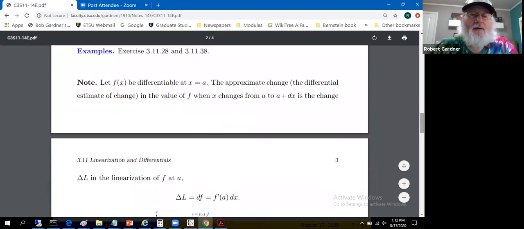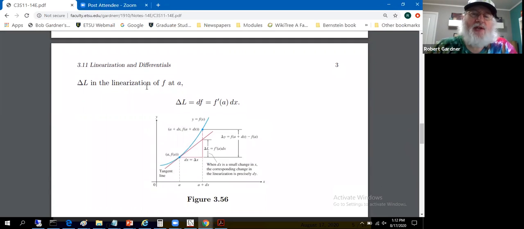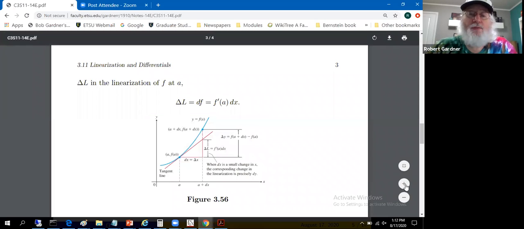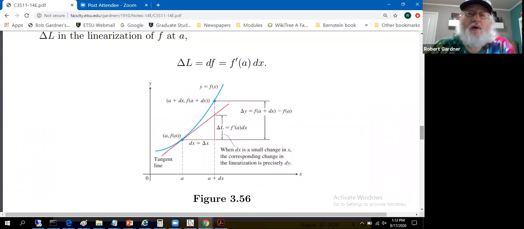Okay. So let f of x be differentiable at x equals a. The approximate change, the differential estimate of change, in the value of f when x changes from a to a plus dx is the change delta L in the linearization of f at a. All that information is really contained in the little picture, and we'll have equations for it. Let me make that little picture not so little.